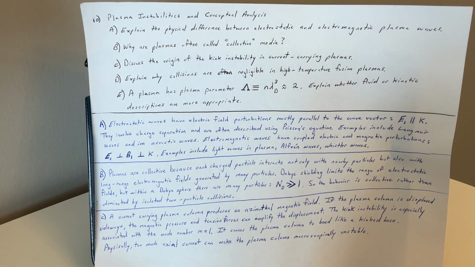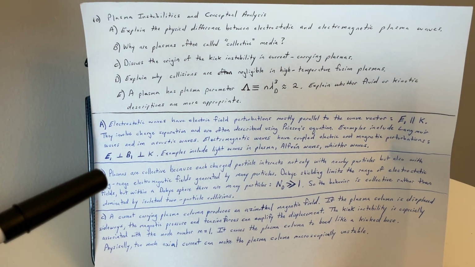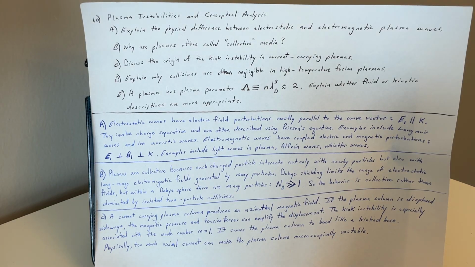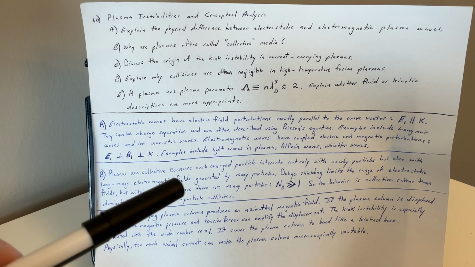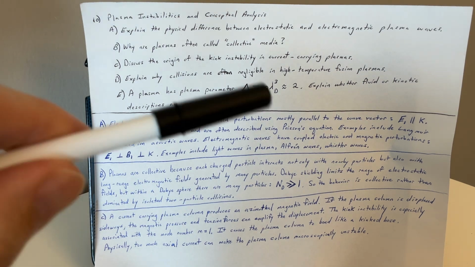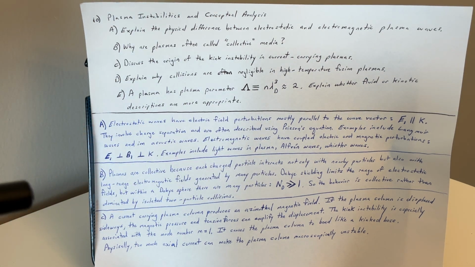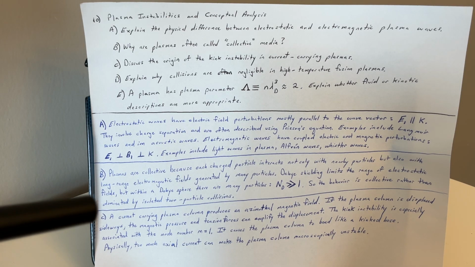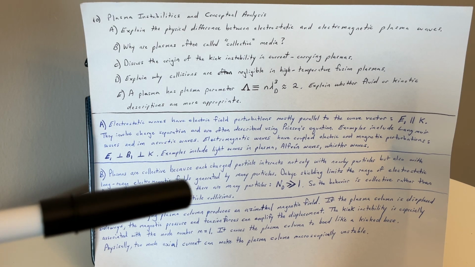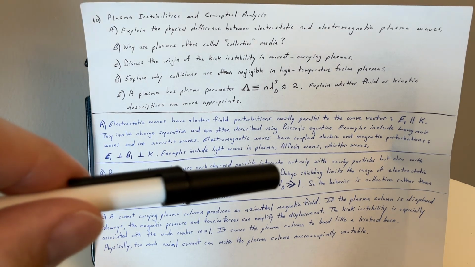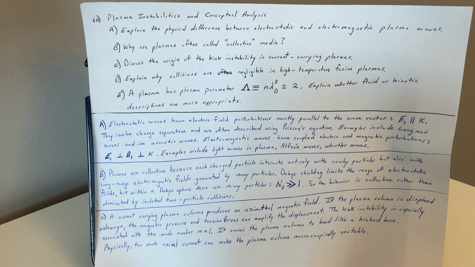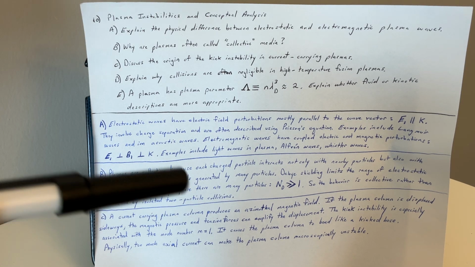Letter B, why are plasmas often called collective media? Part B, plasmas are collective because each charged particle interacts not only with nearby particles, but also with long-range electromagnetic fields generated by many particles. Okay, the Debye shielding limits the range of electrostatic fields, but within a Debye sphere there are many particles, where n sub D is much larger than 1. So the behavior is collective rather than dominated by isolated two-particle collisions.